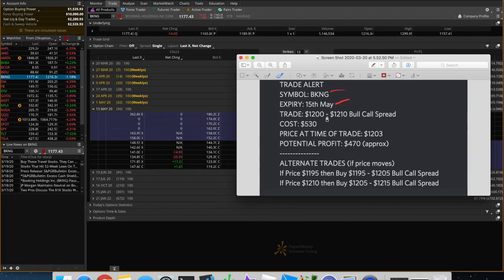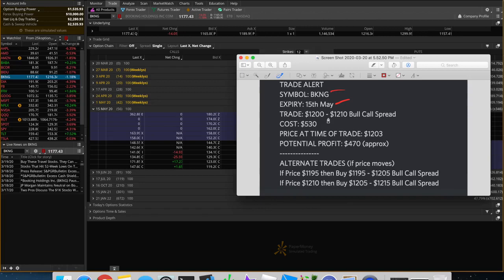So price is 1200, I may go 1 strike in the money, so I'll buy a 1195 call, and then I'll sell 1 call out of the money. So I might sell a 1205 call. So instead of 1200 1210, it will be 1195 1205. Irrespective of the nuances of the strike prices, it doesn't matter that much. Like you could buy a 1195 1205 bull call spread. You could buy a 1205 1215 bull call spread.